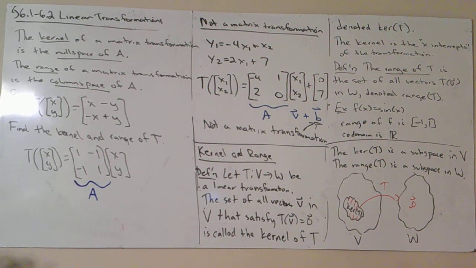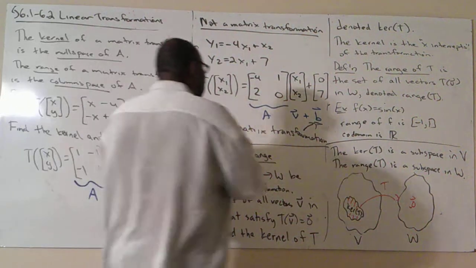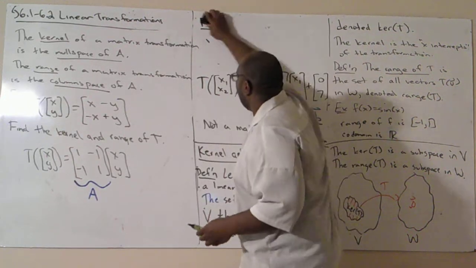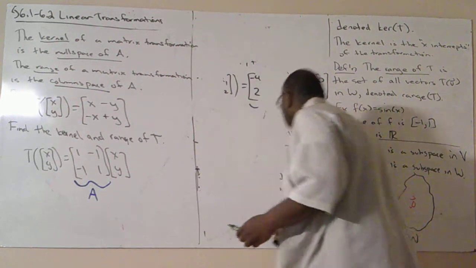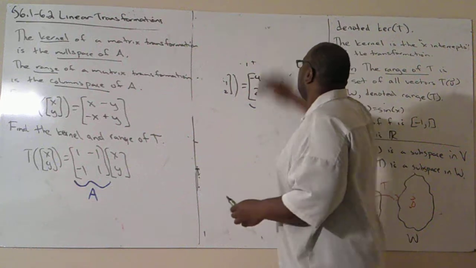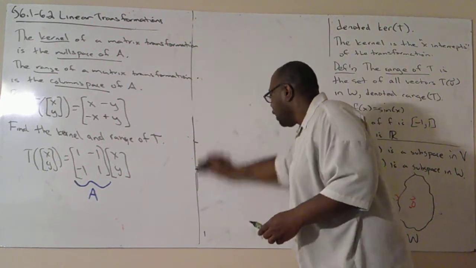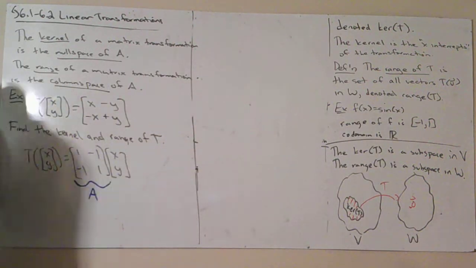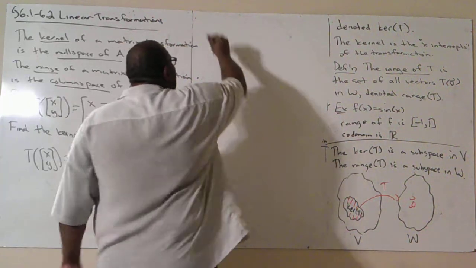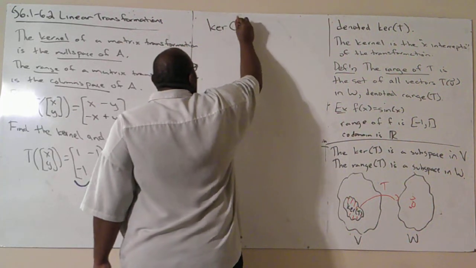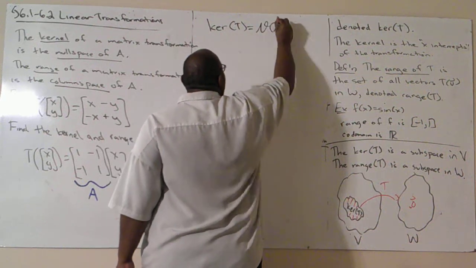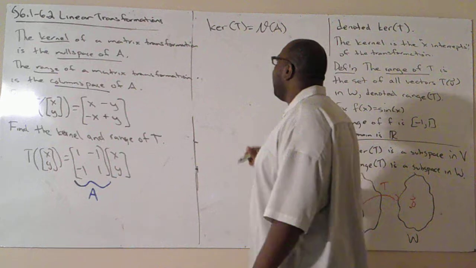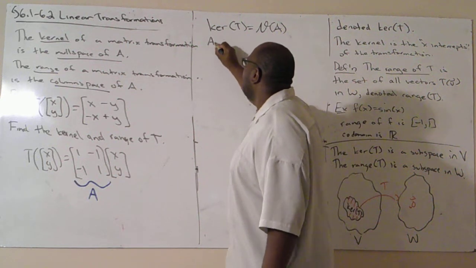I need to find the column space and the null space, right? So let's do that. Let's find the null space first. Kernel of T. Find the kernel of T. Right, so that means I need to find the null space of A. To find the null space of A, I have my augmented matrix.